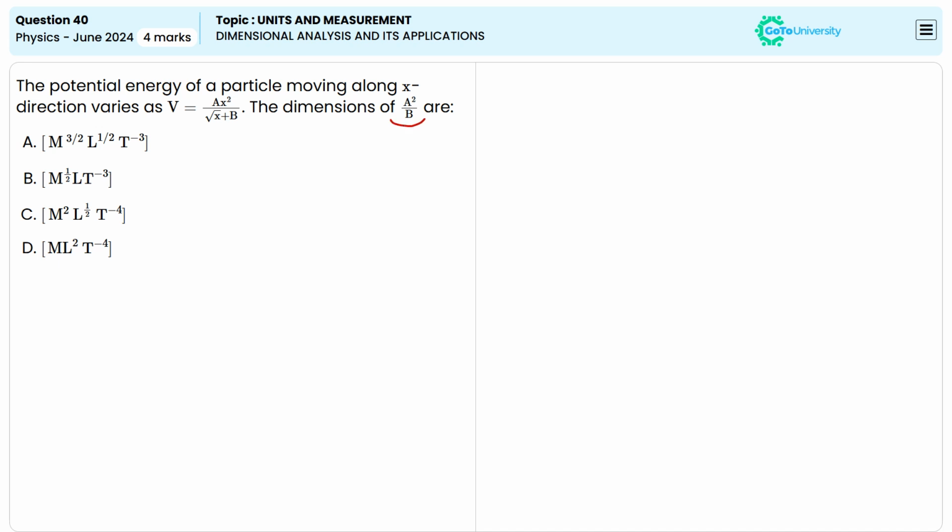What is the dimension of A square over B? The equation of potential energy is given in the question. It's given that V is equal to A x power 2 divided by root of x plus B. So here it's given in the question, the potential energy is represented along the x direction, so we can say the x dimension will be L.